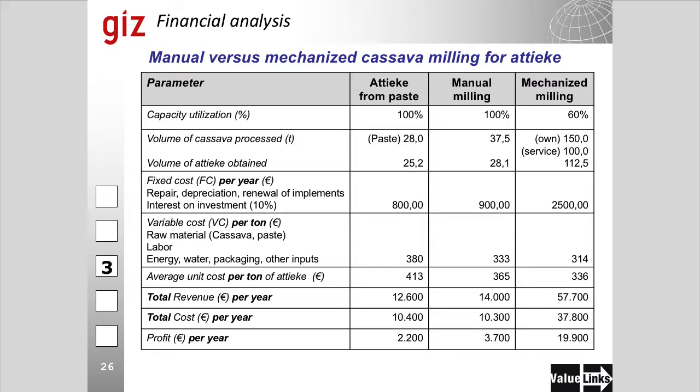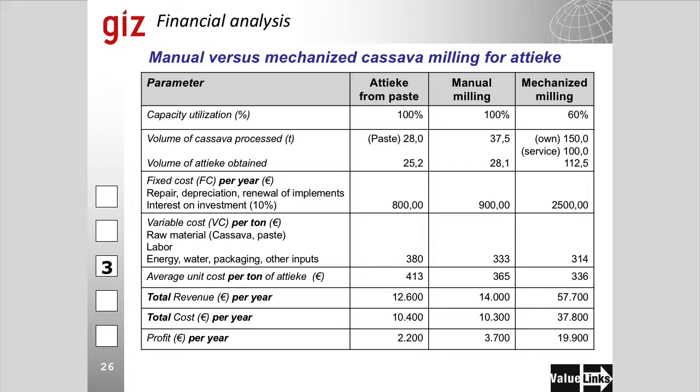We have the variable cost for the raw material, the labor, energy, water, etc., which in combination delivers an average unit cost per ton of Attiéké, given the capacity utilization we start with. And you can see that, in fact, the average cost per ton goes down. If the Attiéké maker from paste has a production cost of 413, it goes down to 336 in the mechanized milling. Why is that so? First of all, the imported paste costs a lot of money.